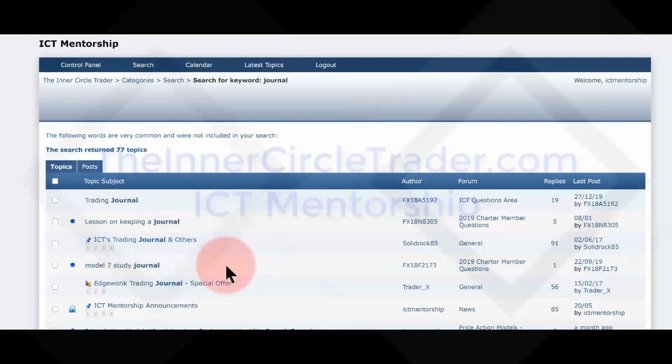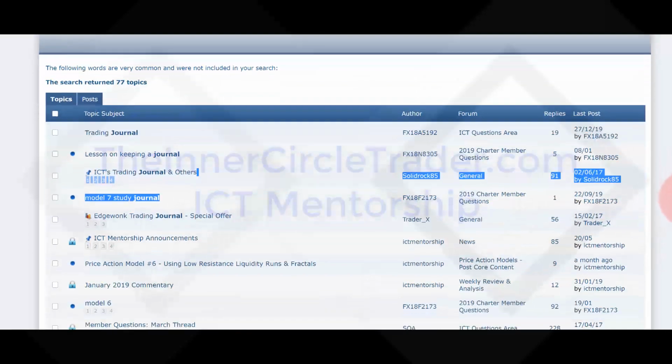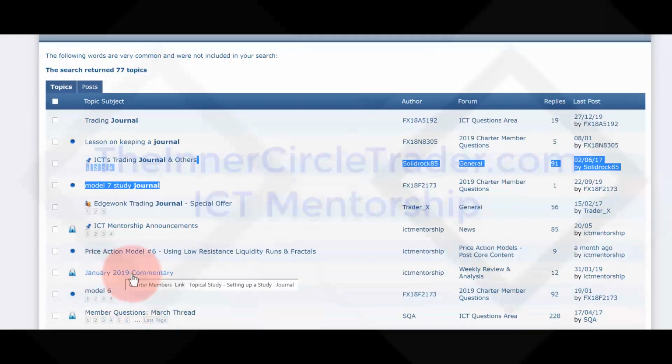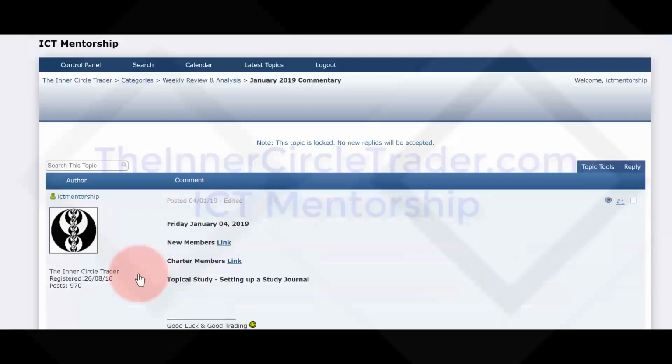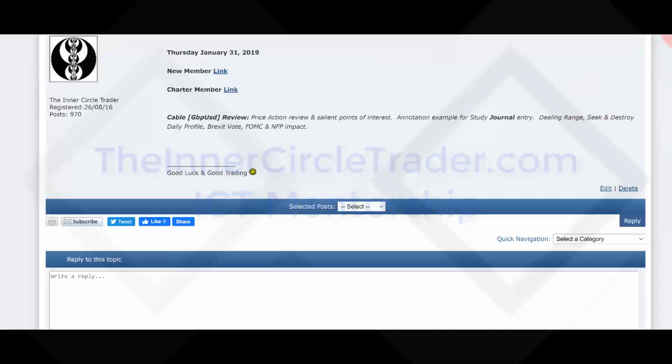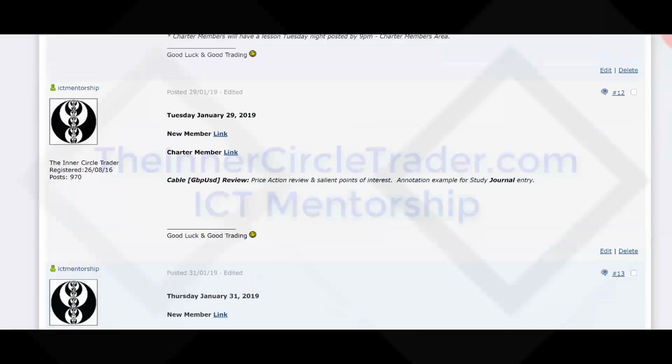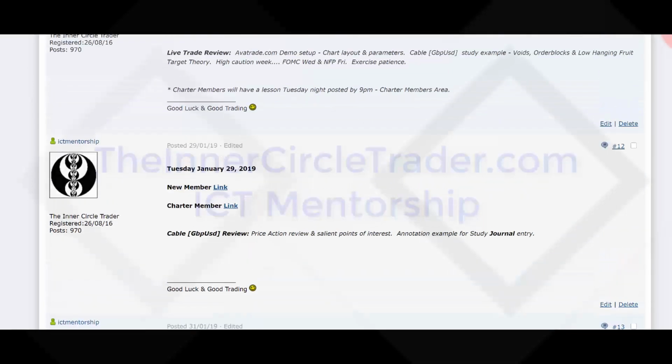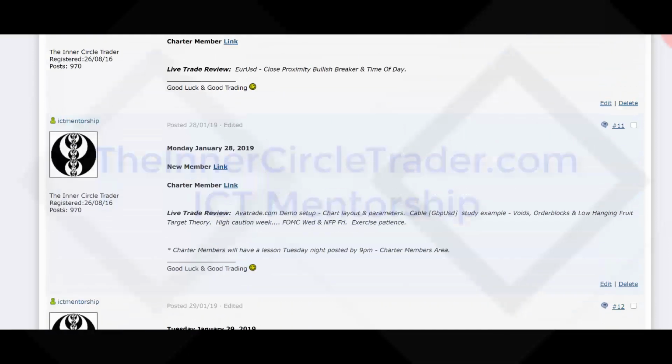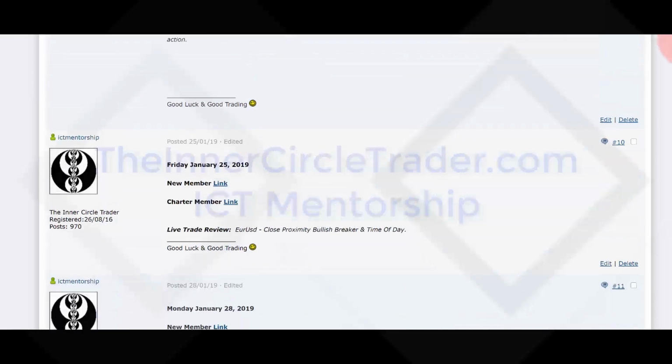So you want to scroll down to where you see commentary. If you scroll down to there, you see that? January 2019 commentary. When you find a thread that has commentary in it, that is most likely what you're looking for. If you click on that, it'll open up everything in that particular month, and it's basically the 8 or so videos that go into each month's weekly commentary. So it's 2 per week.